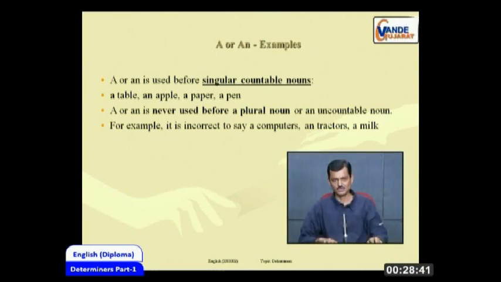Paper is a singular noun. It's a countable noun. One paper, two papers, you can count. And the initial sound of paper is P. P sound is a consonant sound, and that's why article A.